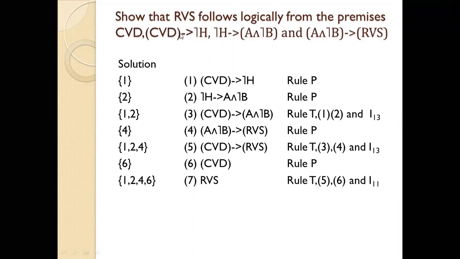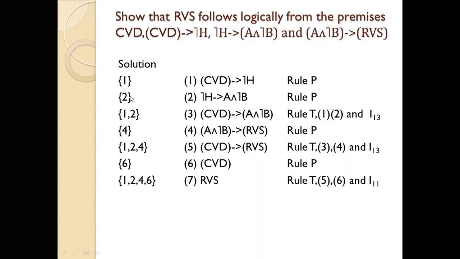C or D implies negation of H. Negation of H implies A and negation of B, and A and negation of B implies R or S. Okay, 1, 2, 3, 4. There are 4 premises which are given to you. So using these 4 premises, we have to prove that R or S is logically true, is the conclusion of these 4 premises.